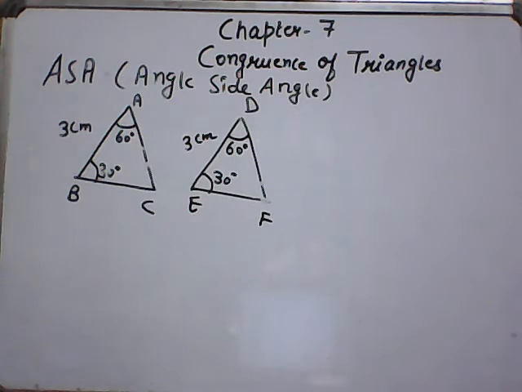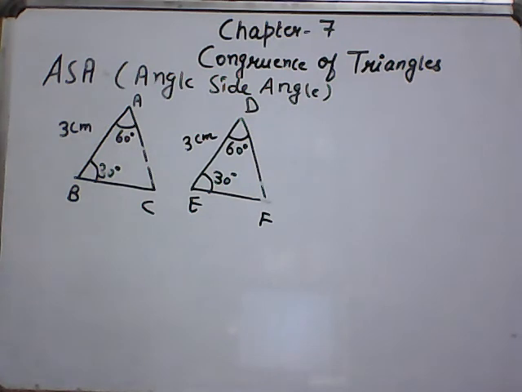Now, the angle side angle congruence rule states that if, under a given correspondence, two angles and the included side of one triangle are congruent to two corresponding angles and the included side of another triangle, then the two triangles are said to be congruent.